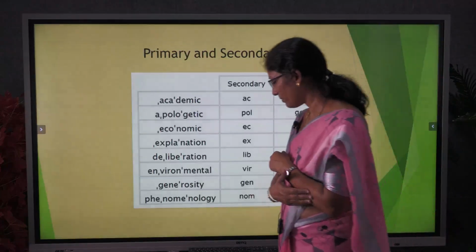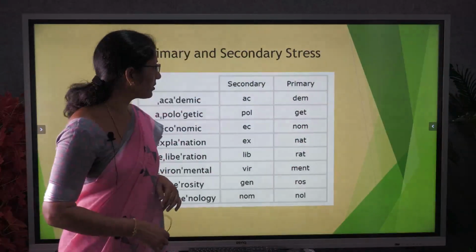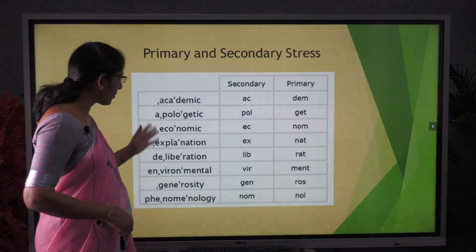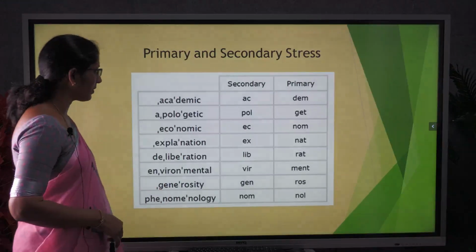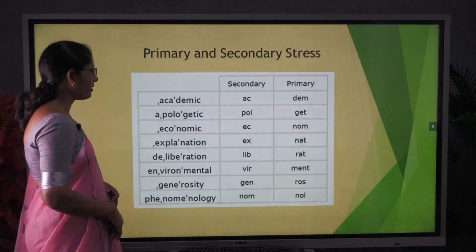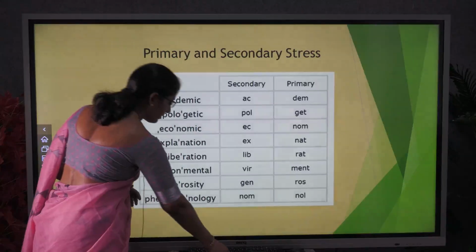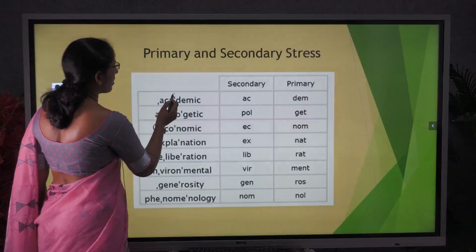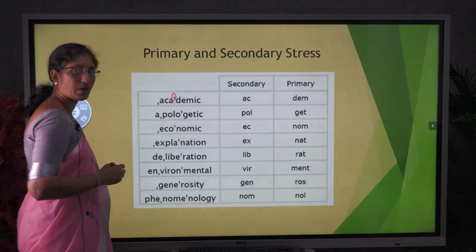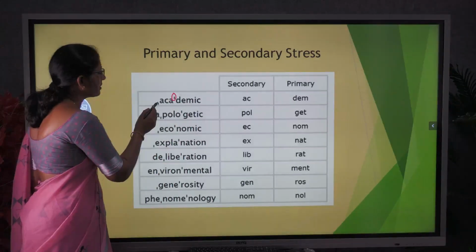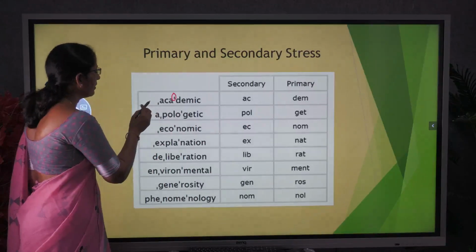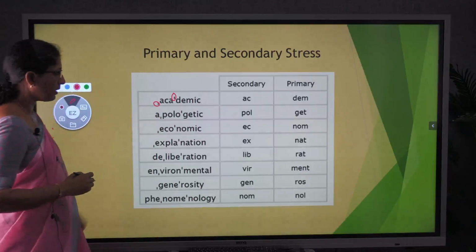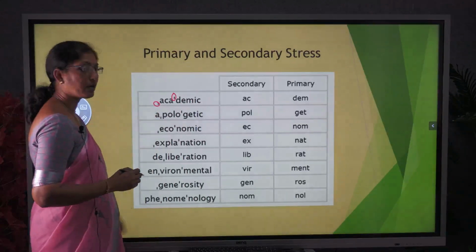See this. So to give you a better picture, I copied this picture from the net. See this, some are trisyllabic and some are polysyllabic words. If you identify the primary stress, okay, the primary stress is marked on and above the syllable, and the secondary stress is marked below the syllable, right? See this, academic.